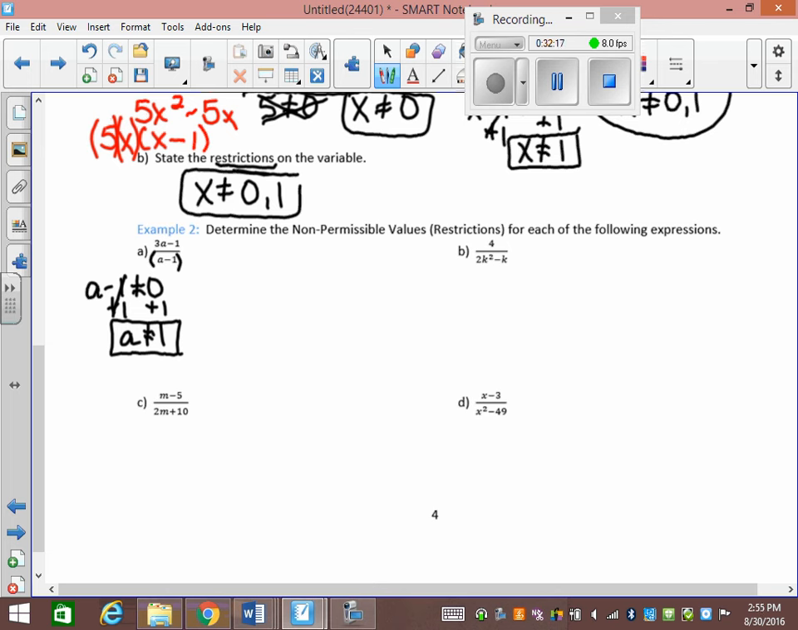First thing I ask myself is, for the denominator, can I take out a GCF or difference of squares? Can I take out a GCF or difference of squares? It's fine.